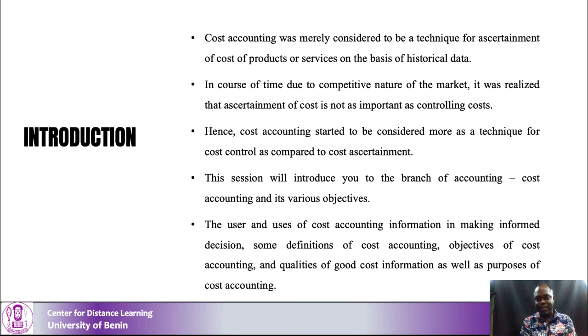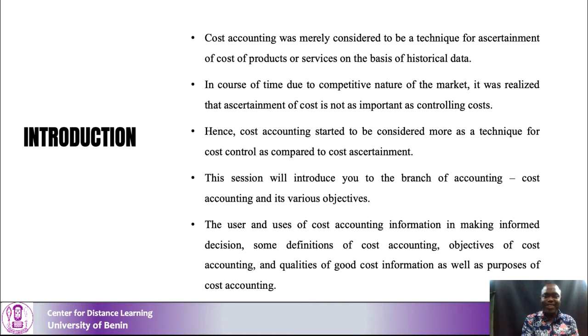In this session, we're going to be looking at issues bordering on the concept of cost accounting, the nature of cost accounting, the type of pricing system, and so many others, and the difference between cost accounting and financial accounting. Having said that, I would like to go straight to the conceptual clarification of cost accounting.